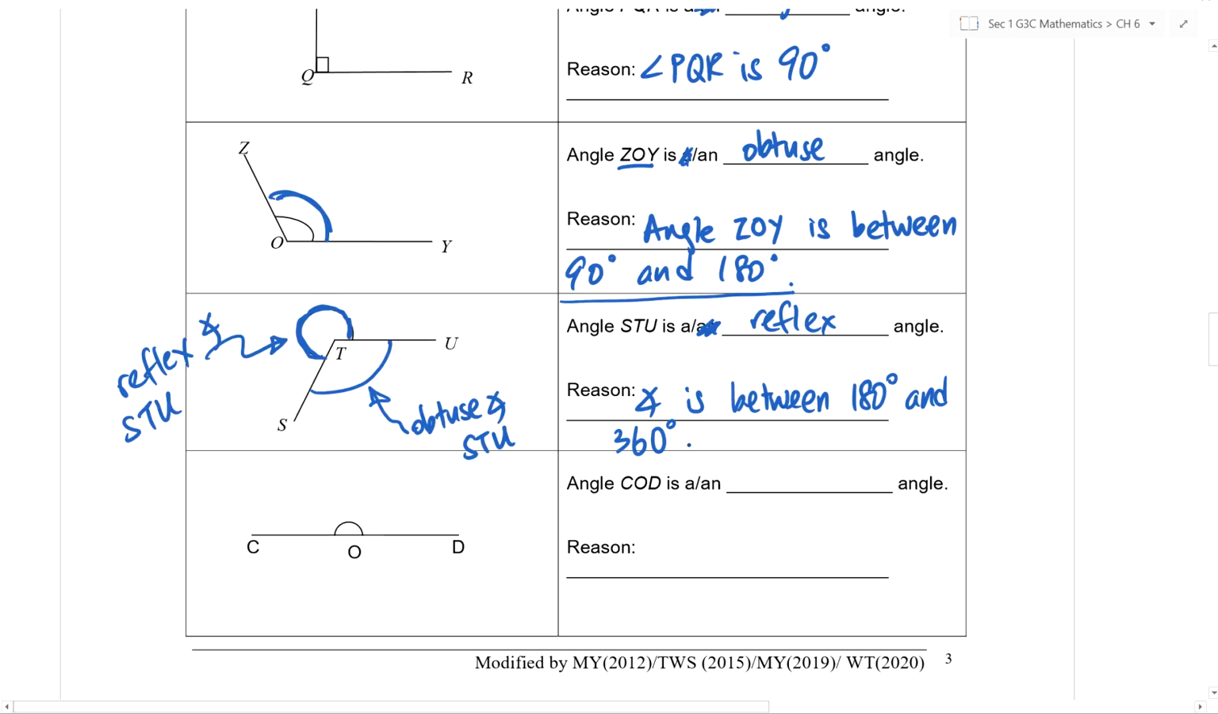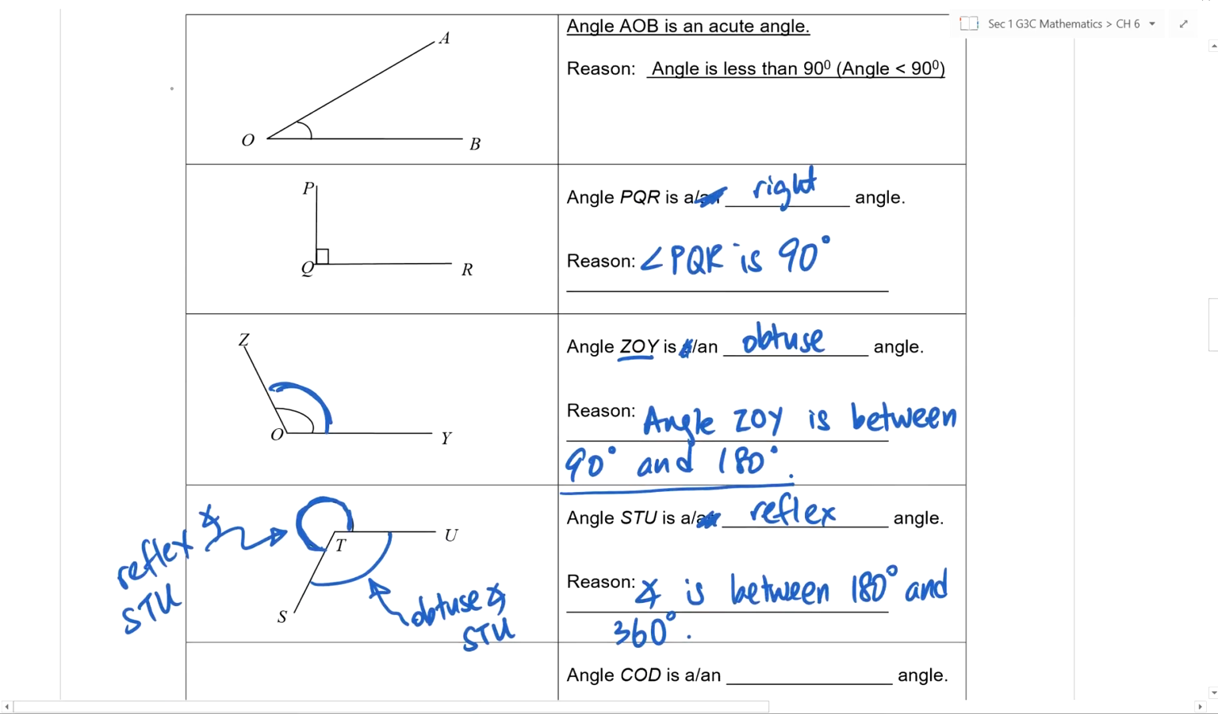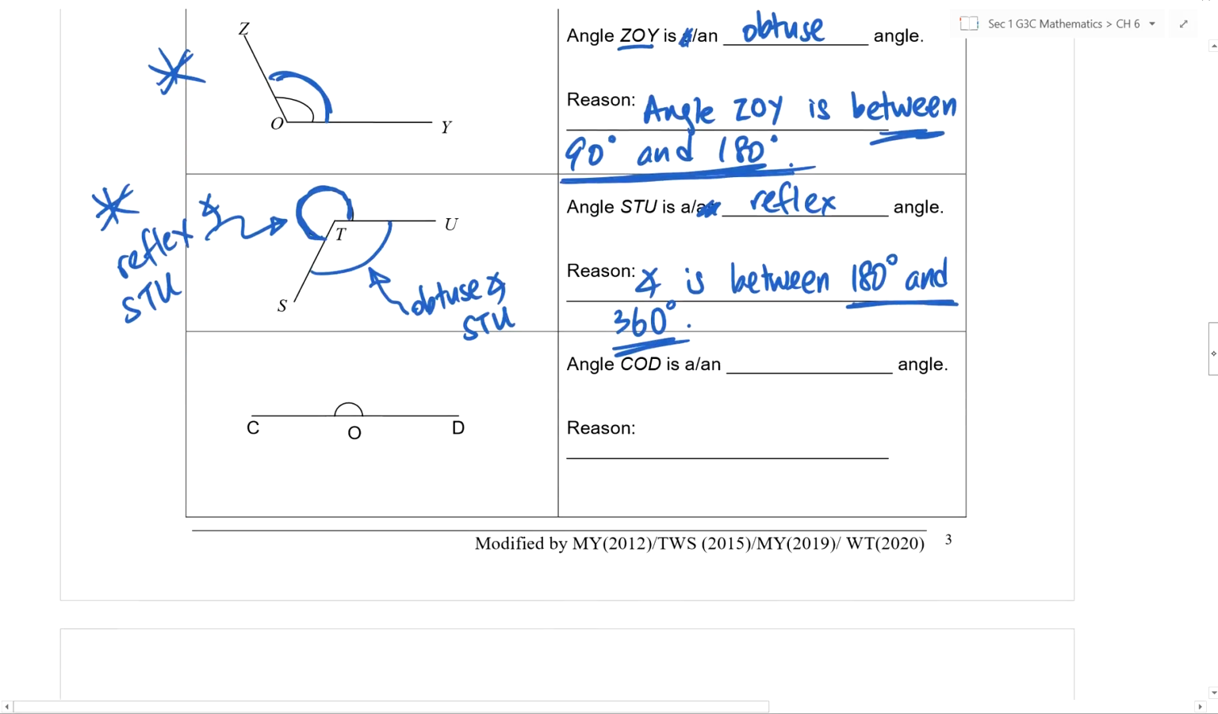So we know from these three that acute is going to be the smallest, less than 90, followed by obtuse, which is between 90 and 180, followed by the largest, which is a reflex angle of between 180 and 360 degrees. The last one over here, COD, falls on a straight line. We just call it a straight angle. The reason is that the angle COD is 180 degrees.